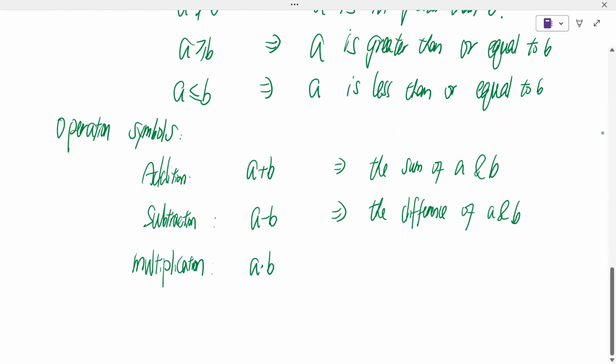There are different ways of writing this. Sometimes you may see A in parentheses times B, and sometimes they put B in parentheses, or both in parentheses. You can also see AB without a multiplication sign between them. This means the product of A and B.